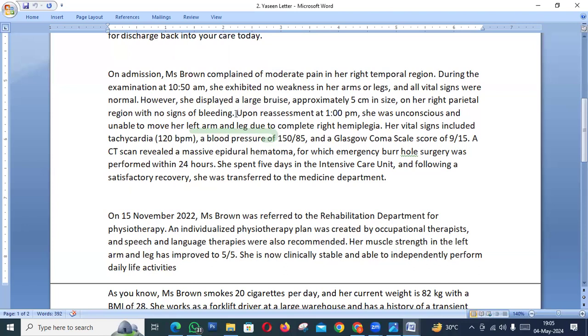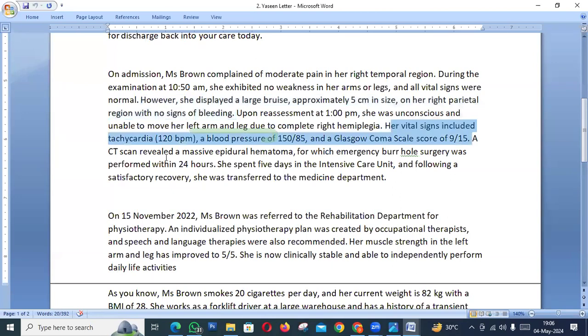Okay. So you can improve this sentence. Upon assessment at this time, she was unconscious and unable to move her left arm and leg due to complete right hemorrhage. This is a good sentence. Her vital signs included. This is not good. Okay. And you can skip here. Less important. For example, tachycardia, you can skip. Just write the blood pressure, Glasgow Coma Scale. You can make it more concise.